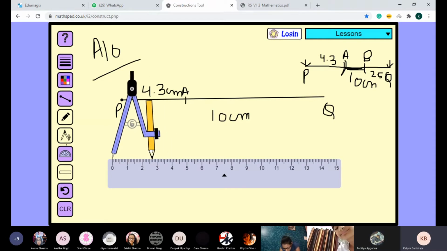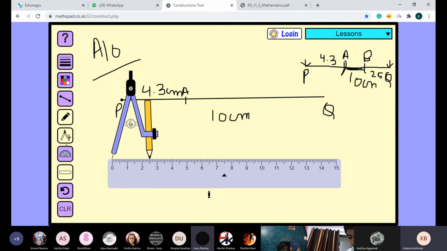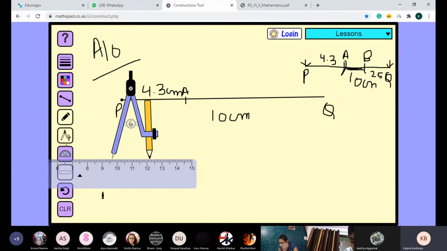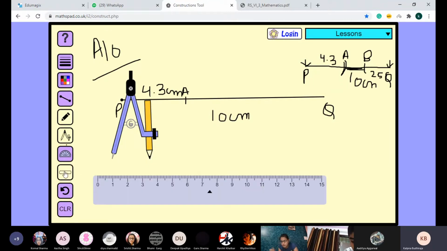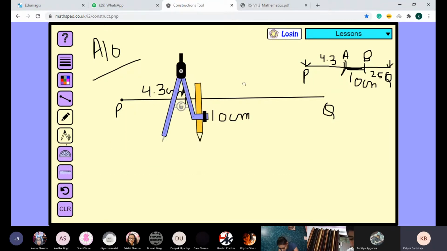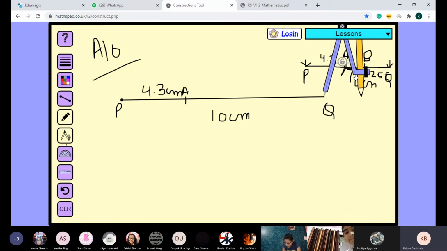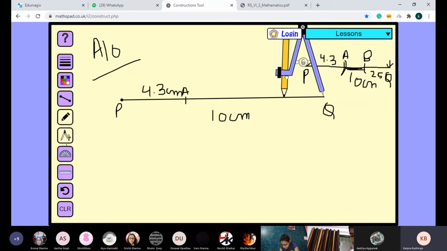Now, all of you, you can see that I am opening the compass till 2.5 centimeter. Okay, I have opened the compass for 2.5 centimeter. Now I will place the needle at Q. So I am doing it. See, my compass got shifted, but all of you should do it carefully.